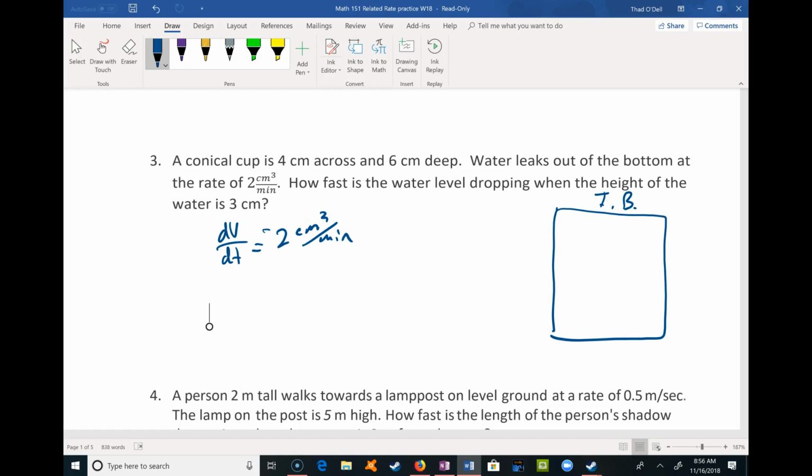Let's read on. Water leaks out. How fast is the water level dropping? That's a question. What is the question? What am I asking there? How fast is the water level dropping? Water level. Yeah, but in terms of notation, what is that asking? D what? D what?